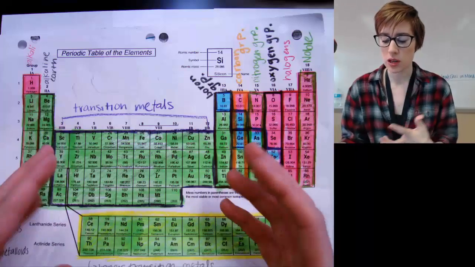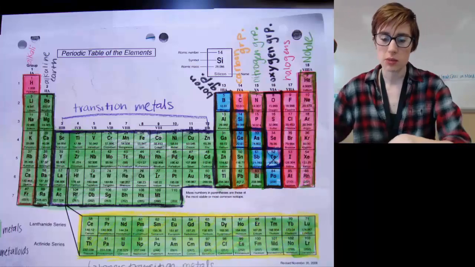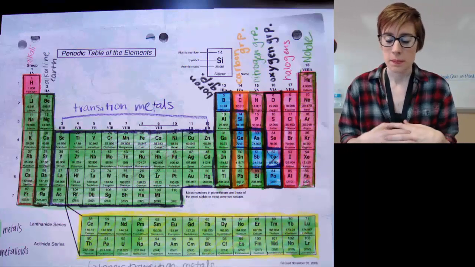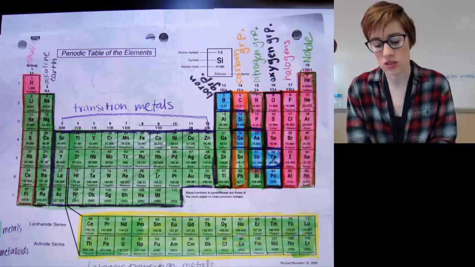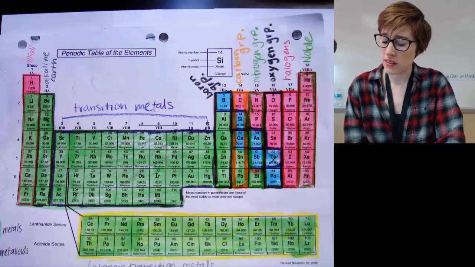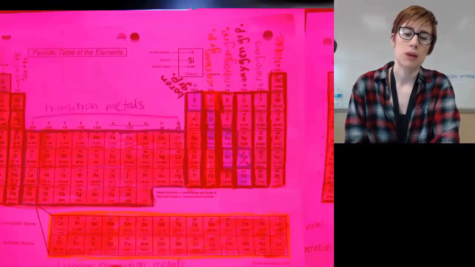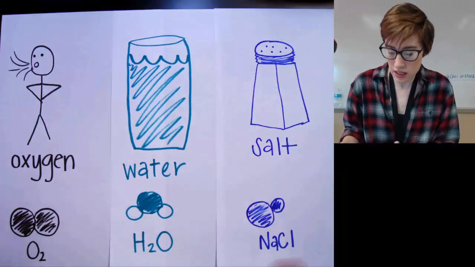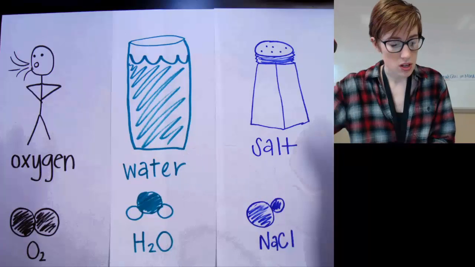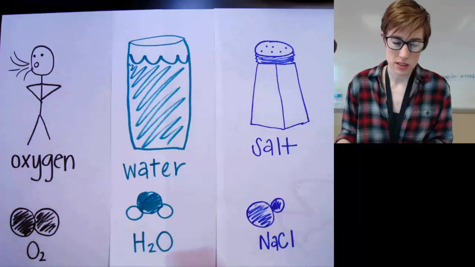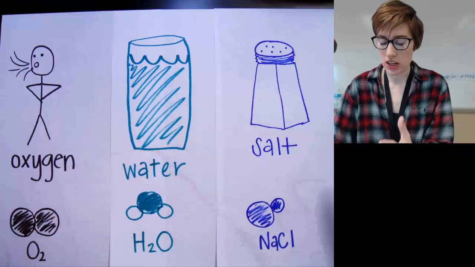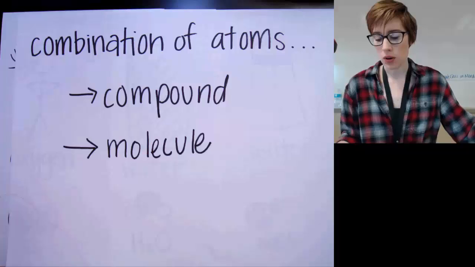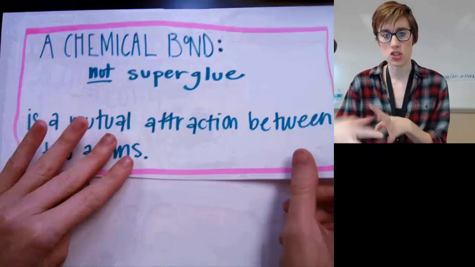But now what I want to talk about is how these elements or these atoms will react together with each other, because something that's interesting in nature is that the majority of these elements do not exist by themselves in nature. Atoms rarely exist as independent particles. Nearly all of the substances in nature exist as a combination of atoms called compounds or molecules. What holds these combinations of atoms together?